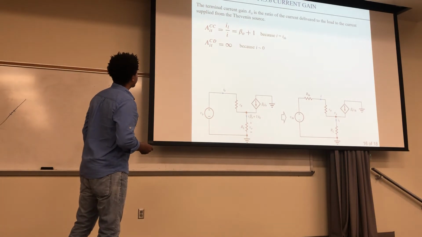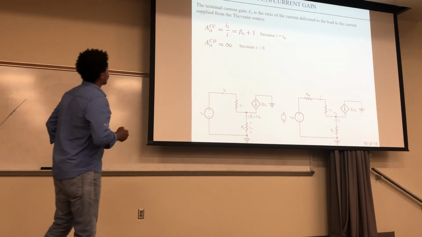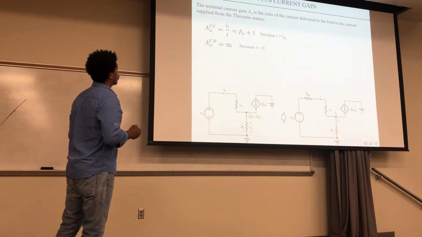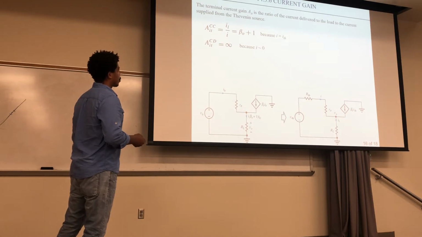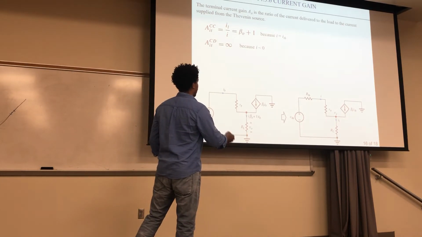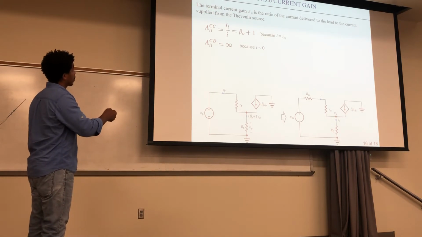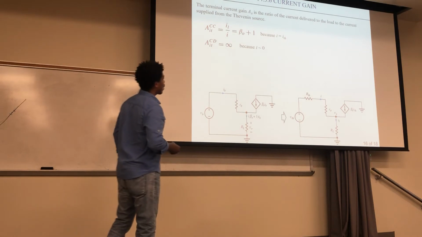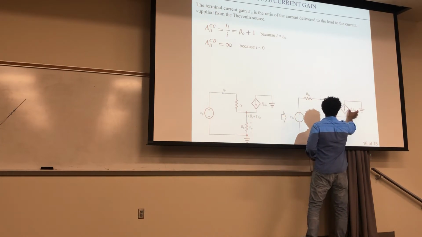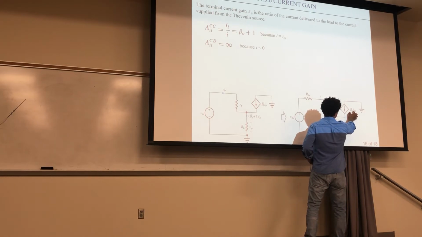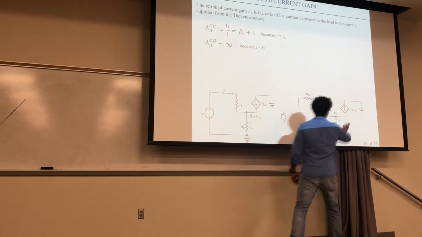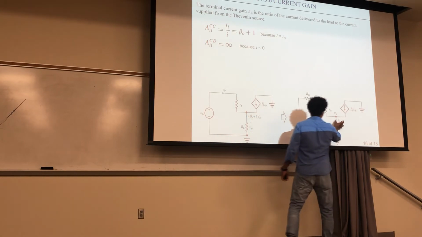All right, now for the current gain. The terminal current gain, the AIT, is the ratio of the current delivered to the load to the current supplied from the Thevenin source. So here's your Thevenin source, your Thevenin resistance. Is this current divided by this current? Okay, that's what we have here. Now, this current right here is actually this plus that, right? It's your beta I, Thev, and this, and that's really I, Thev. So we just call both of these I right there.